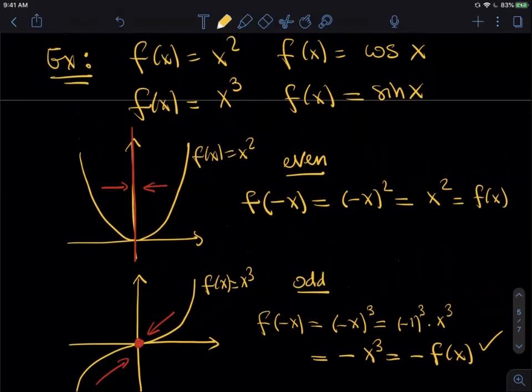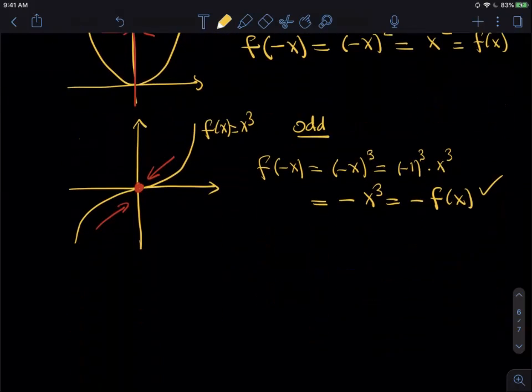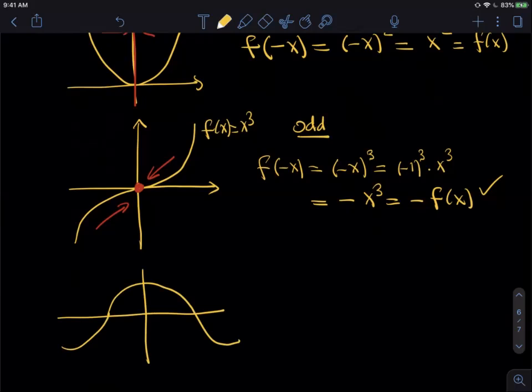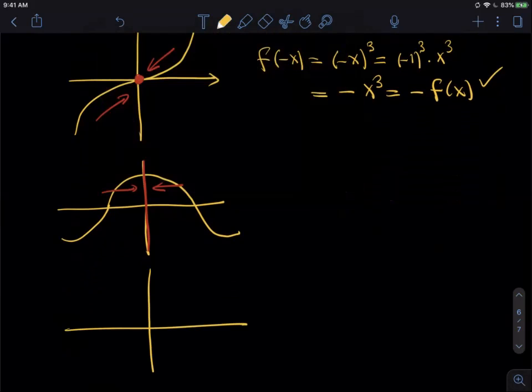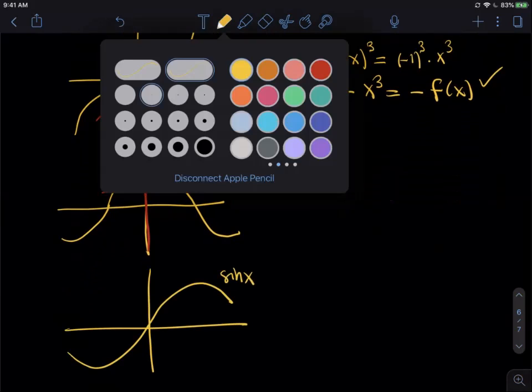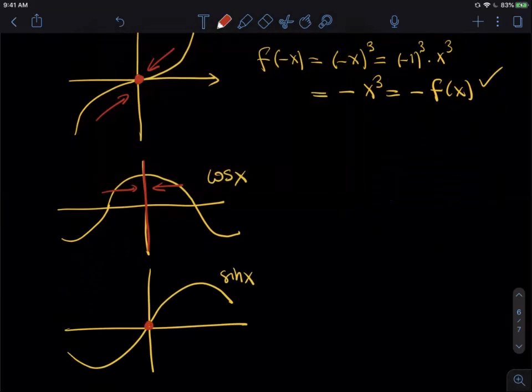And now the two that are left are the cosine of x and the sine of x. So the cosine looks something like this. Okay, there is a symmetry with respect to the y-axis, and on the other hand, the sine looks like this. This is the cosine of x, this is the sine of x. In the case of the sine, we have a symmetry about the origin.